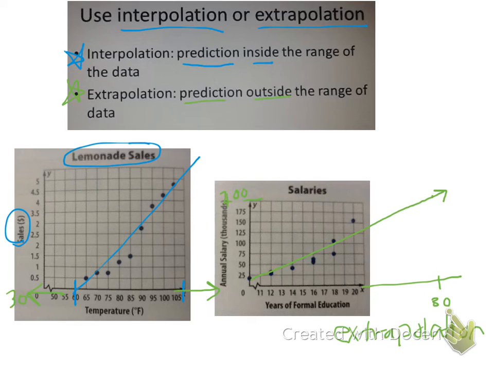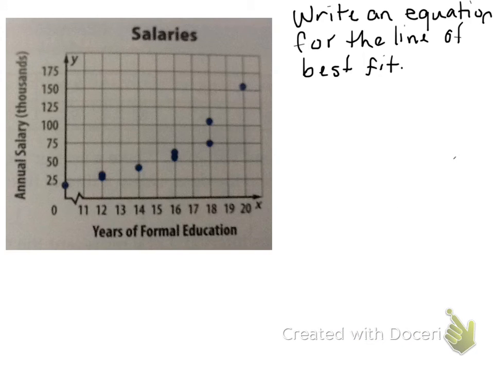All right. Last example here, kiddos. This is what I was just now telling you about. In order to make a prediction without making your graph bigger, you would have to write an equation for the line of best fit. So the first thing I'm going to do is draw a line of best fit. I'm using the salaries one, about the years of formal education and the annual salary that you make. You notice it's a positive, strong correlation.